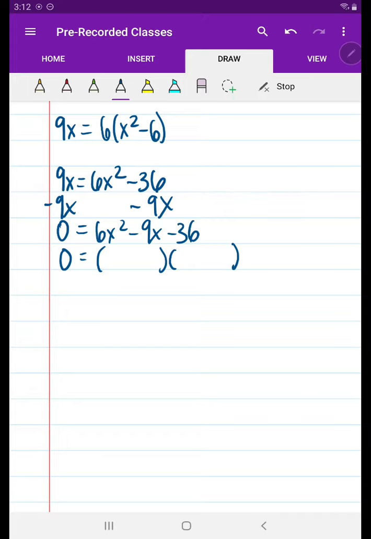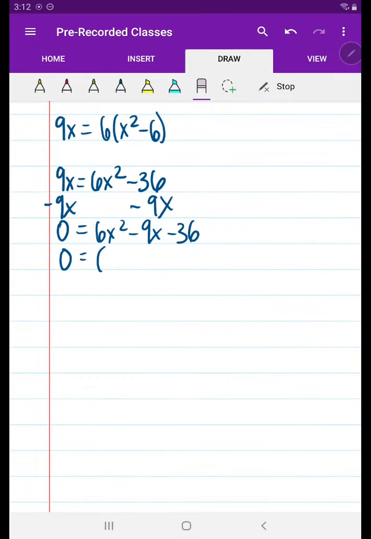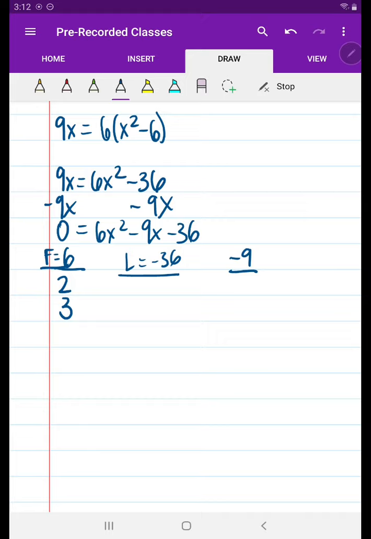So actually, I'm going to do this one out. Let's go ahead and we'll do this out. So we'll have 6 is first. Our last is negative 36. And then in the middle, we have negative 9. So let's go ahead and try a 2 and a 3. And let's see if we do some combination of 4 and 9.